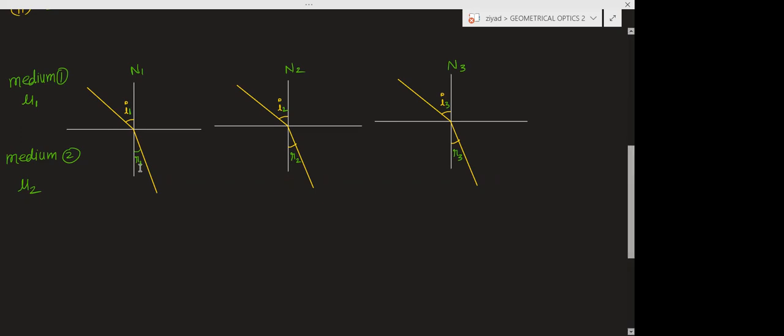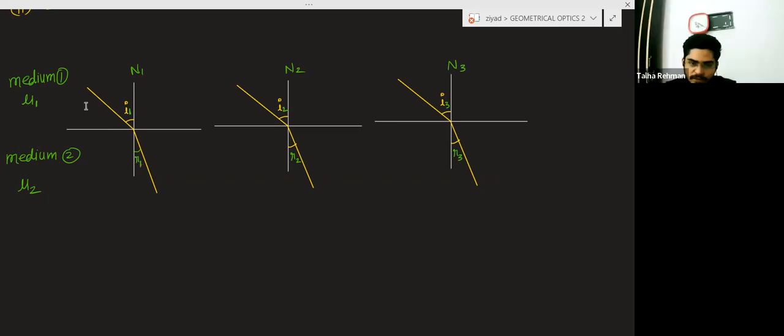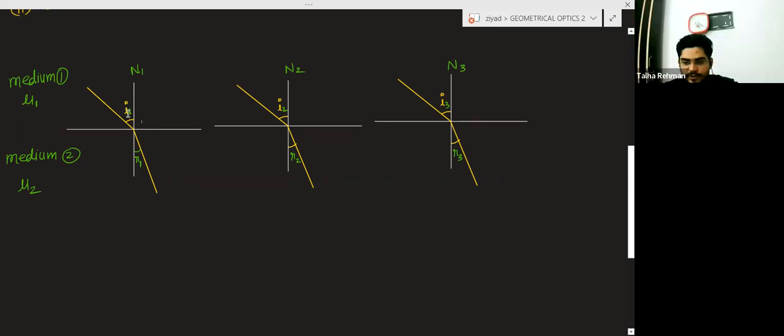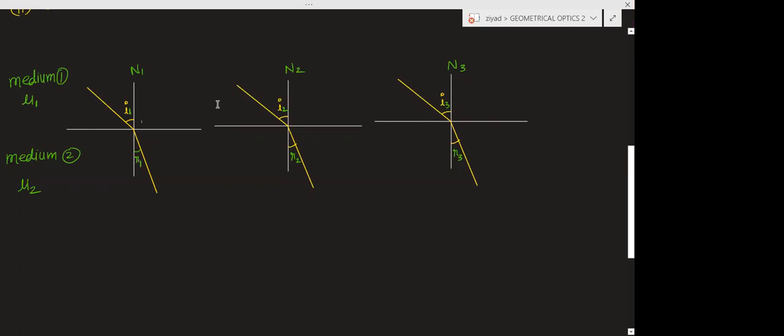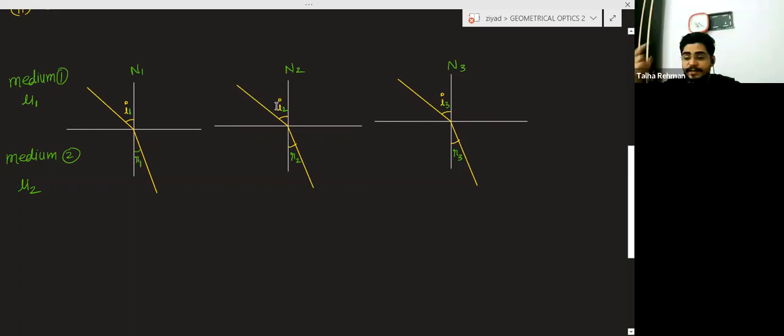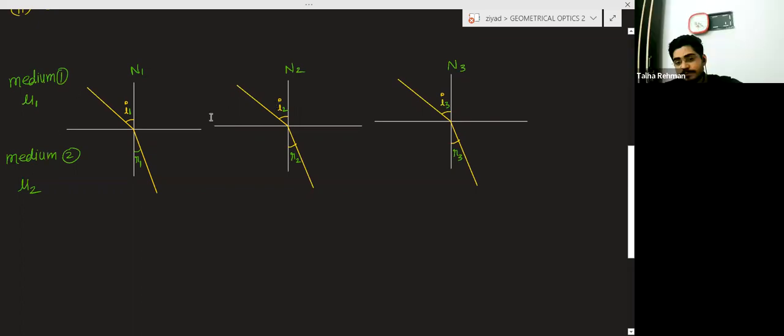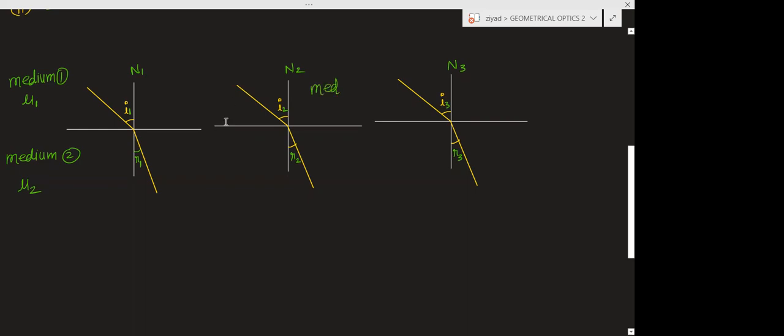Sir, can you repeat again? I'm saying here the light is going from one medium to another medium, you can see. For the first time, the angle of incidence is I1 and the angle of refraction is R1. This is the first condition. Another time, in the same medium, the light is traveling, which means again the light is going from medium 1 to medium 2.